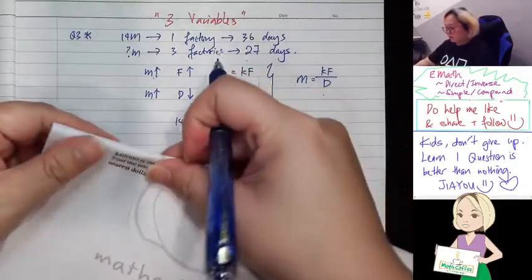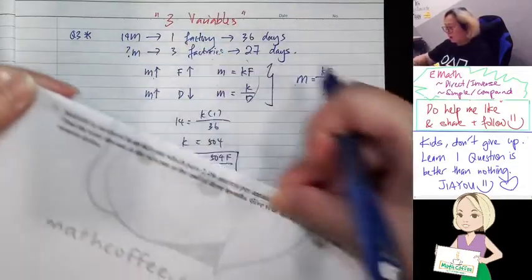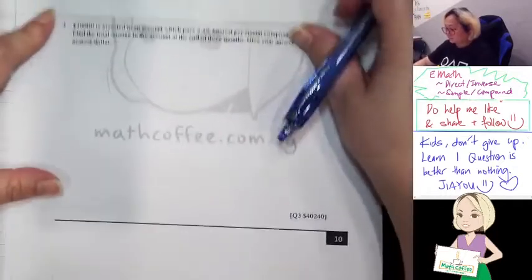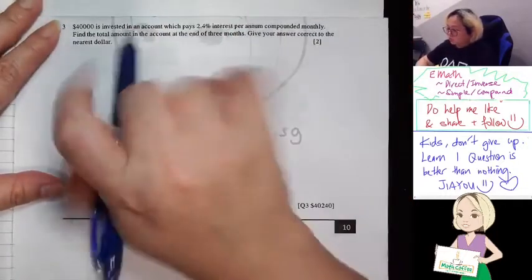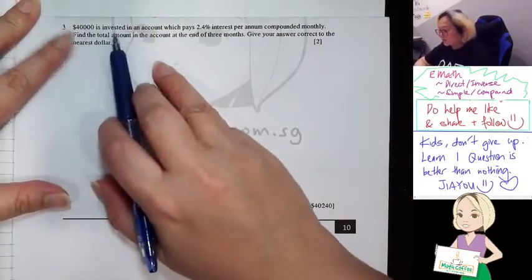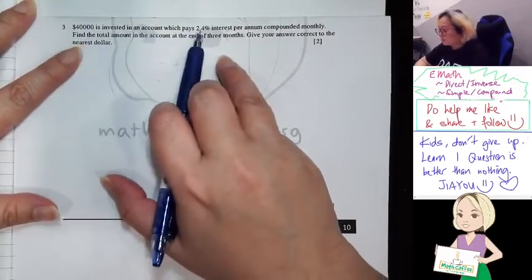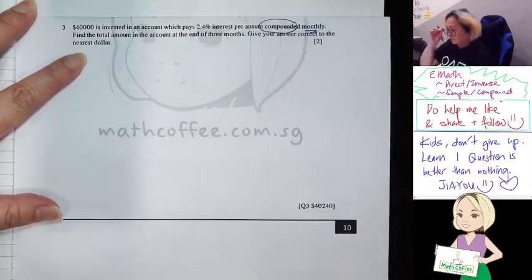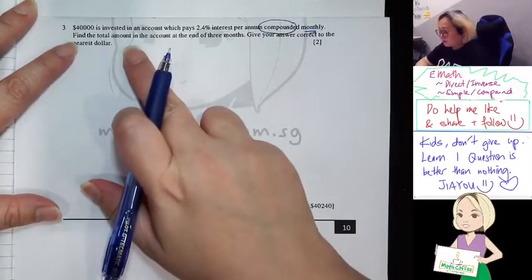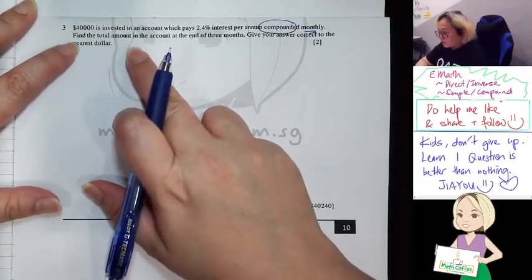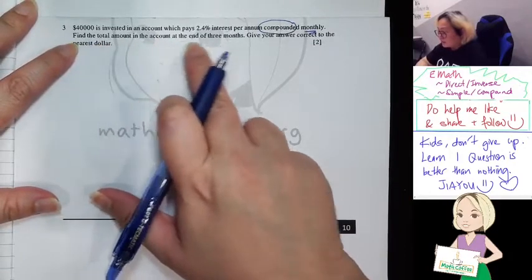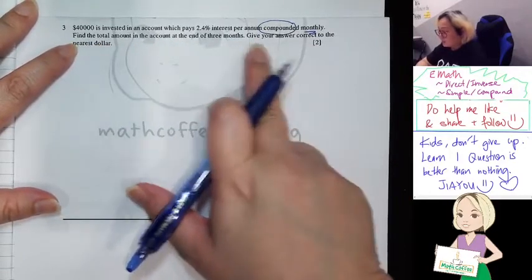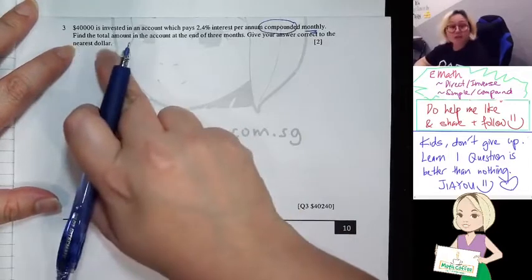Now let's do a compound interest question where it is compounded monthly. $40,000 is invested in an account which pays 2.4% per annum compounded monthly. Find the total amount in the account at the end of 3 months. Give your answer correct to the nearest dollar.